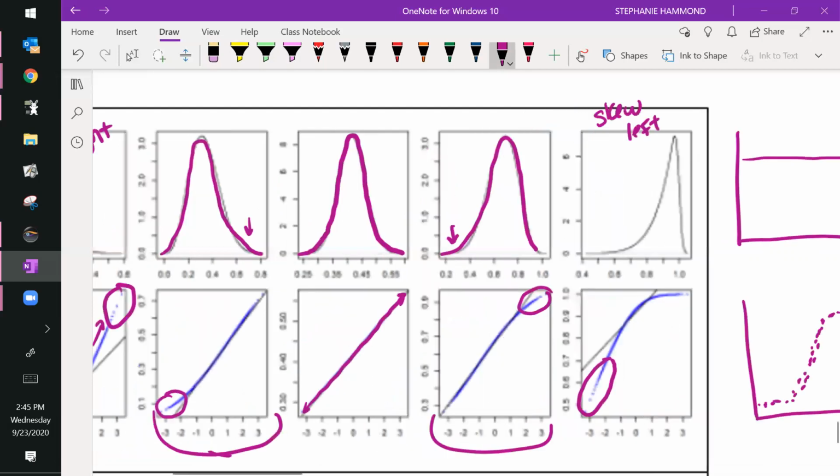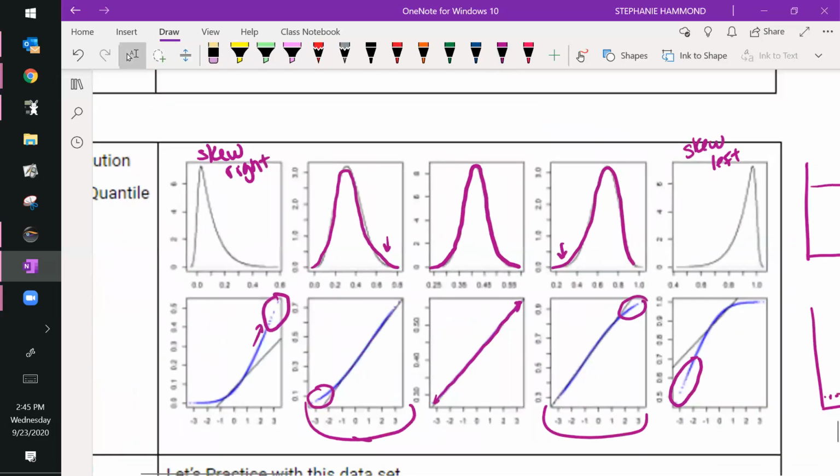So it is possible for the normal probability plot to be either linear or curved. Okay, we want the normal probability plot or the quantile plot to be linear, but that does not necessarily mean that it's always going to be linear.